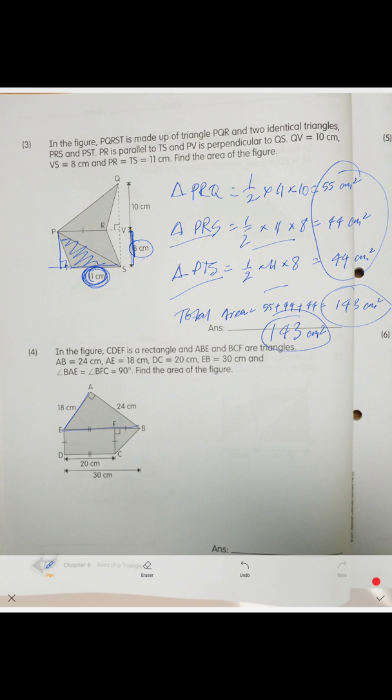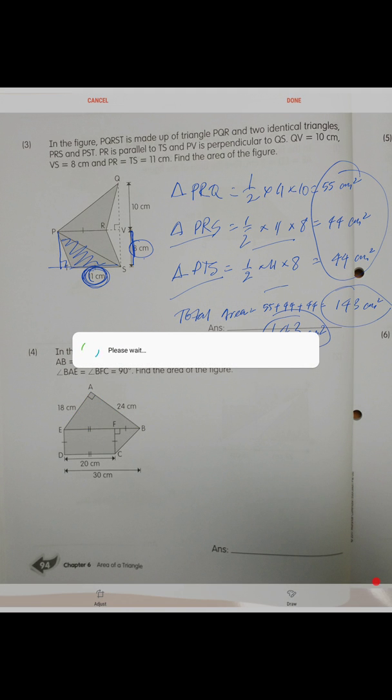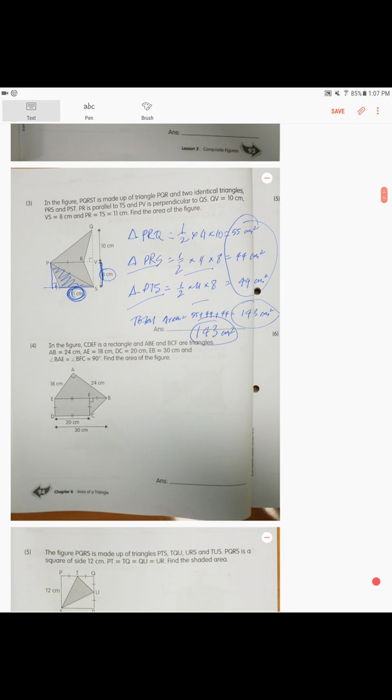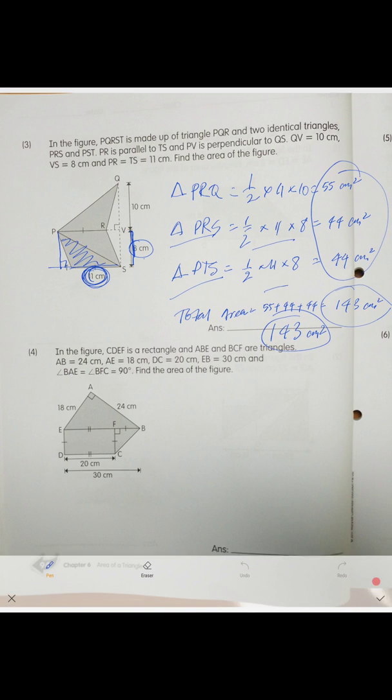Here's your triangle, and oh, sorry, what did I do? Okay, I just quit it accidentally. Sorry. So this is one triangle. This is a rectangle, and there's another small triangle. So the composite figure is made of 3.